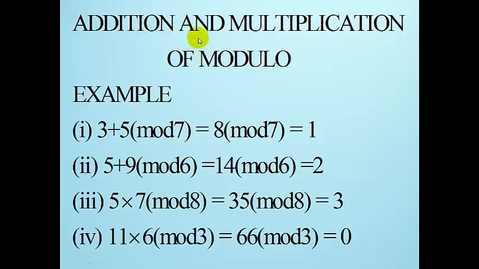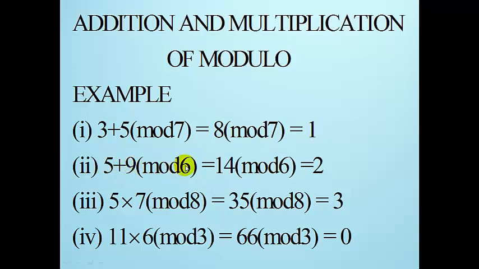Now we look at addition and multiplication of modulo. Example, 3 plus 5 mod 7. Now 3 plus 5 is equal to 8. So 3 plus 5 mod 7 is equal to 8 mod 7, and the answer is 1. Take note that with modulo arithmetic, we are only interested in the remainder. So 8 mod 7 is equal to 1. Why is it 1? We have only one group of 7 in 8, and the remainder is 1.